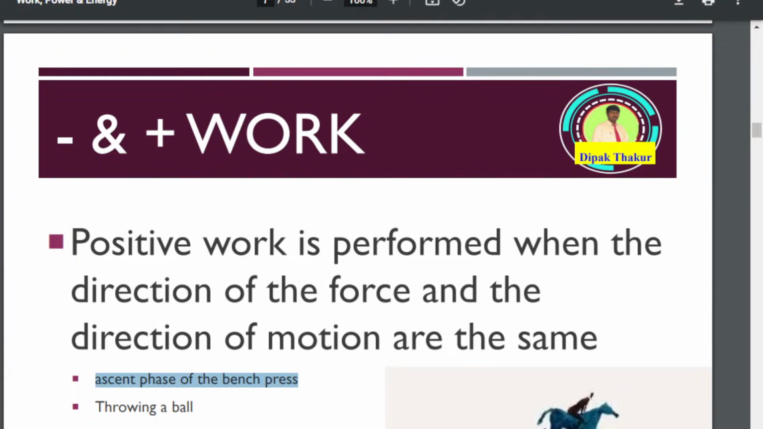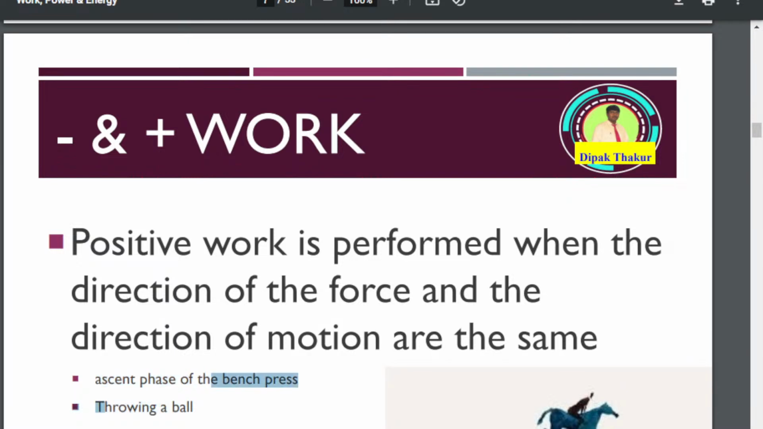Okay, the ascent phase of the bench press: when the lifter is lifting upward, applying force in the same direction as the motion. Here you can see that the work done is positive.